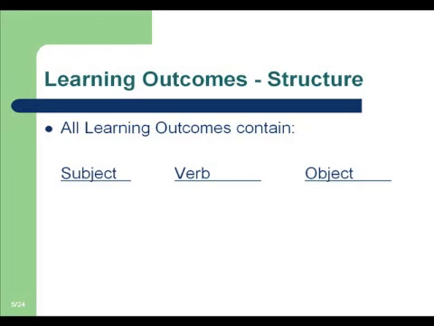At any level, learning outcomes are sentences that have three parts. They have subjects and verbs and objects. So think about this for a second. What is the subject of a good learning outcome? What is the subject of the sentence?